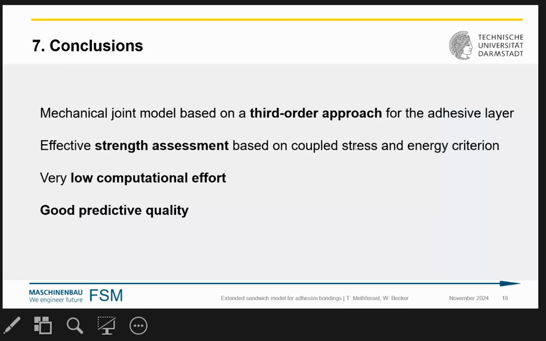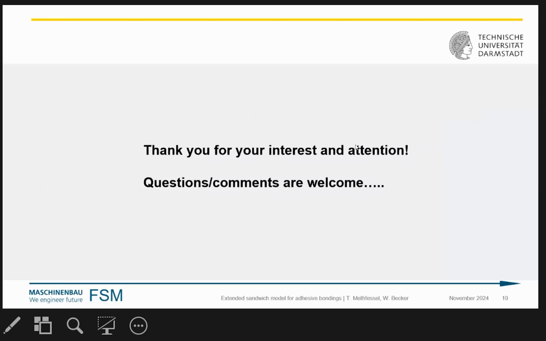So that's it. Here are my conclusions. What I presented to you is this special third order approach for the adhesive layer, which allows a strength assessment. It goes along with very low computational effort, but has a good predictive quality. Yeah, that's it. If you have questions, you are welcome.